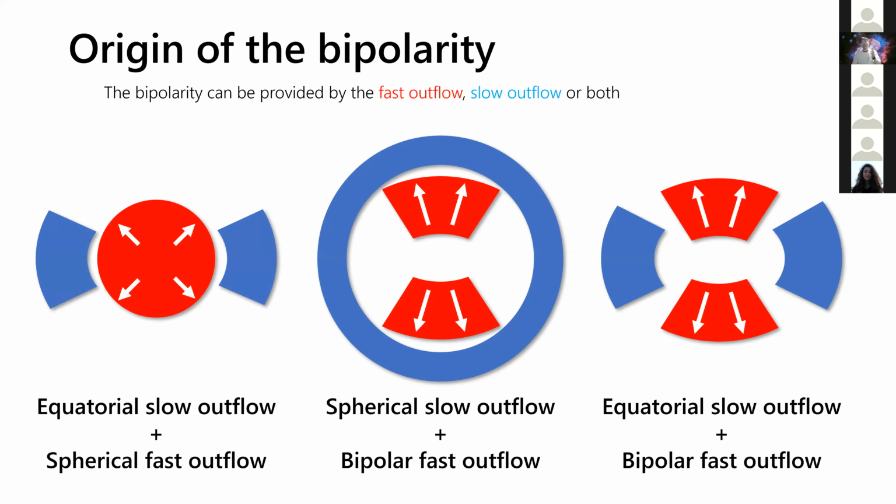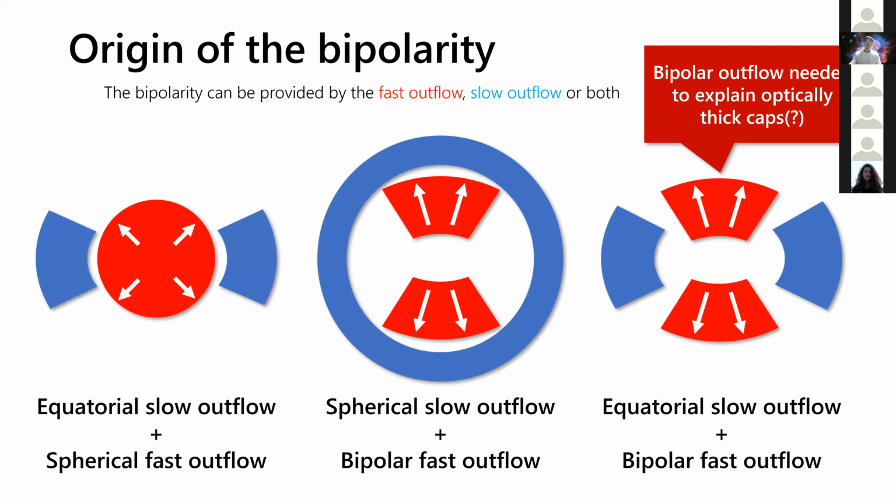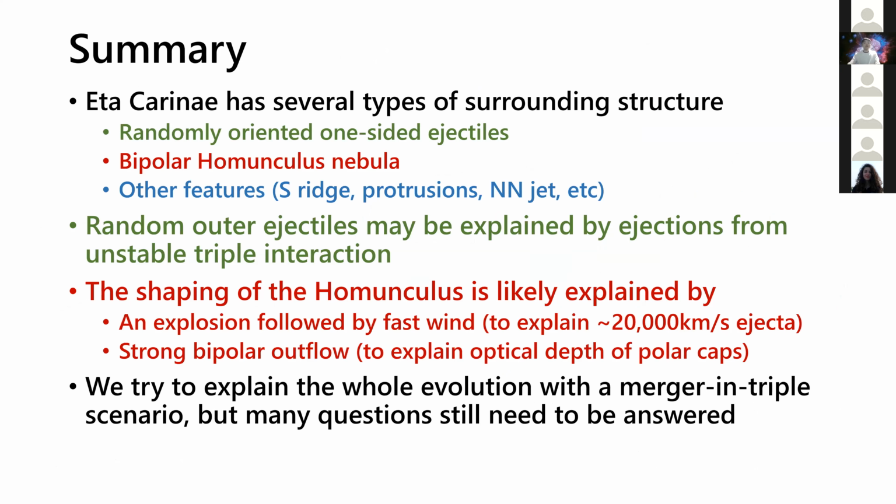But because the polar caps are known to be optically thick, I think we need at least the fast outflow to be bipolar, because in this case, the equatorial part would be more optically thick. So any model needs to follow these two features: an explosion followed by some fast outflow, and the fast outflow has to be bipolar. I'll keep my summary there, and thank you for your attention.